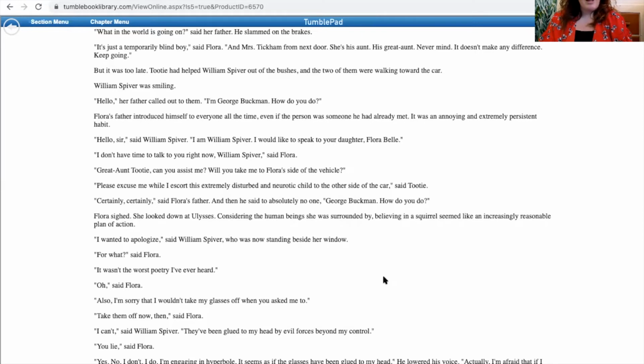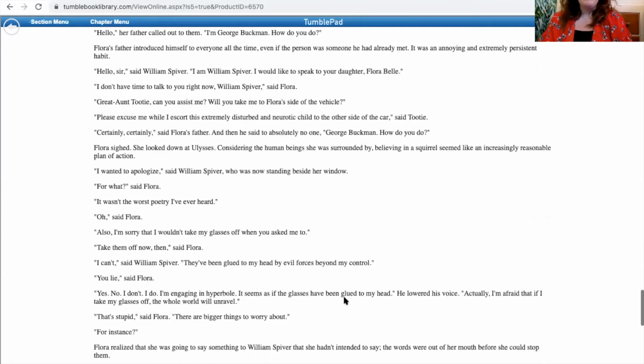Tootie had helped William Sayville out of the bushes, and the two of them were walking toward the car. William Sayville was smiling. "Hello," her father called out to them. "I'm George Buckman. How do you do?" Flora's father introduced himself to everyone all the time, even if the person was someone he had already met. It was an annoying and extremely persistent habit.